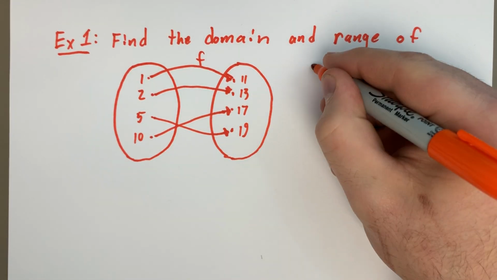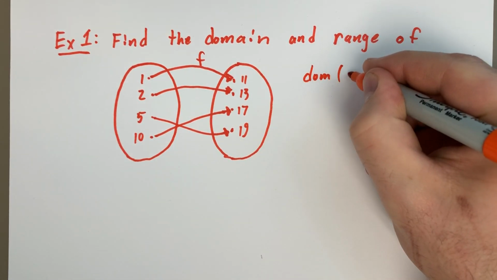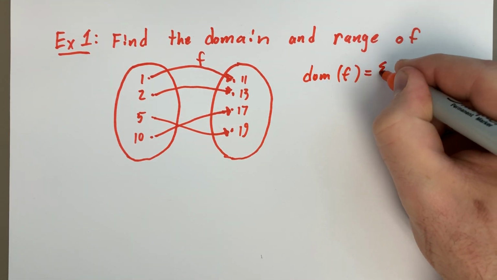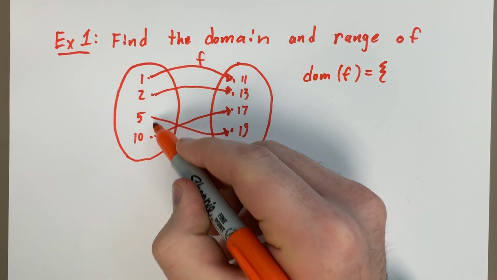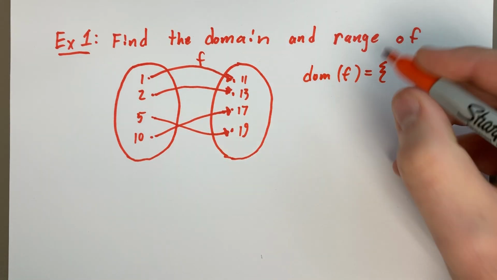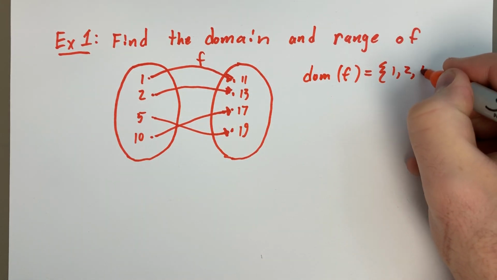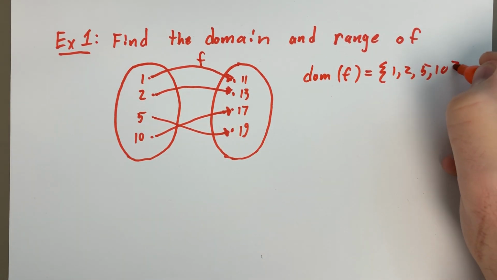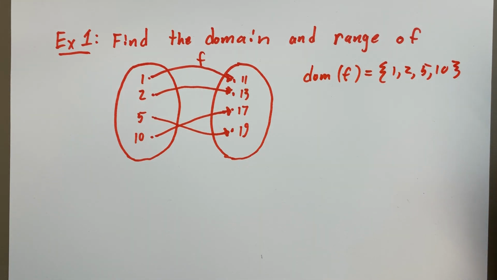So the domain of f in this case, or just dom f, is equal to the set containing everything that has an arrow coming out of it. So this gives us 1, 2, 5, and 10. And that's the domain, all right?